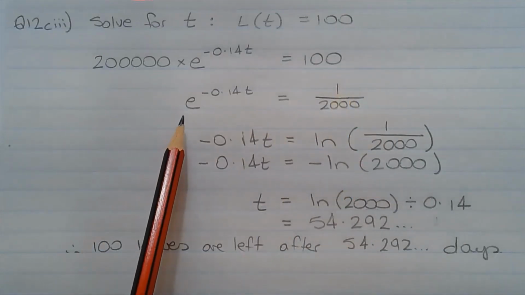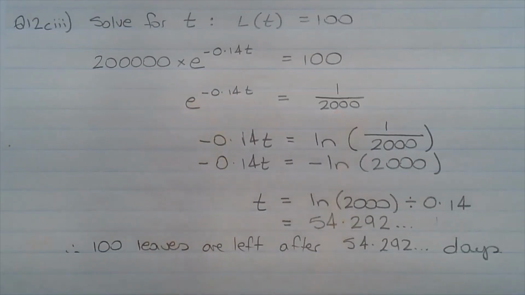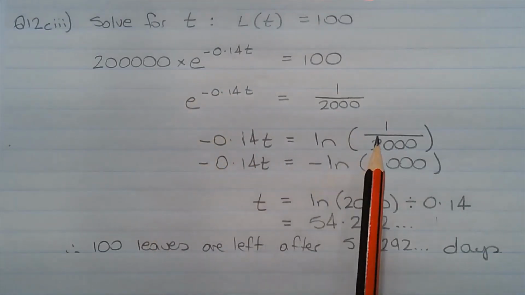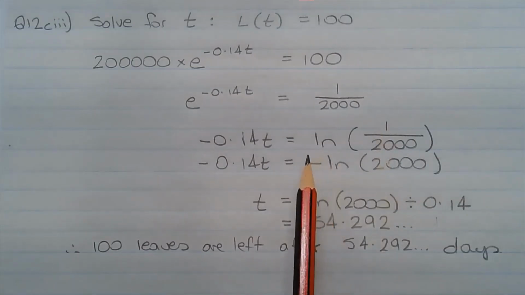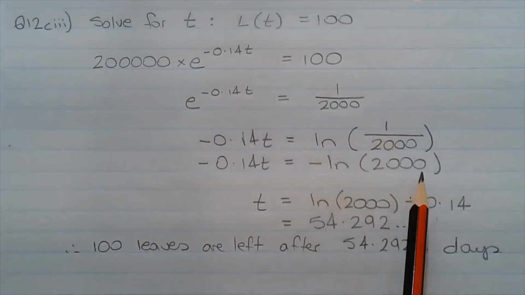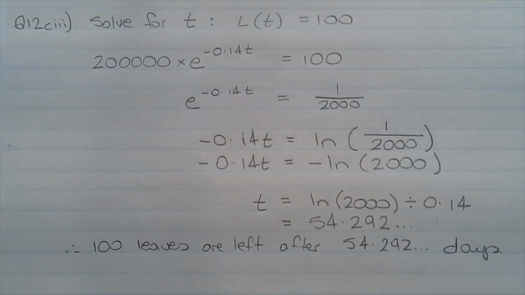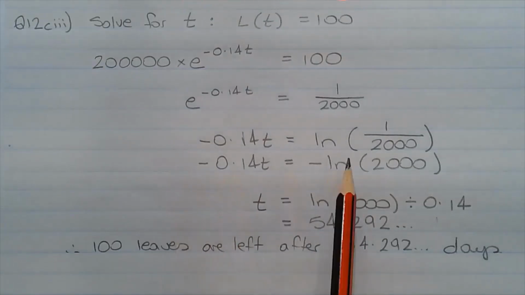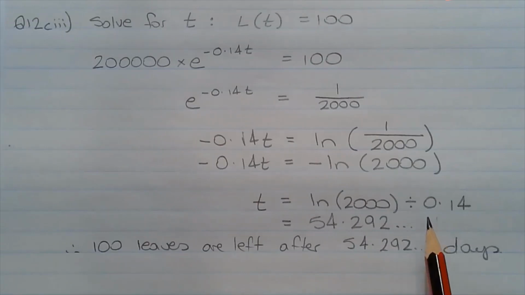And since we're dealing with a base e, we can take the natural logarithm of both sides. So that gives us negative 0.14t equals ln of 1 over 2,000. And ln of 1 over 2,000 is negative ln of 2,000. Multiplying both sides by negative 1 and then dividing by 0.14, we have t equals ln of 2,000 divided by 0.14, and that equals 54.292 and so on. Therefore, 100 leaves are left after 54.292 days.